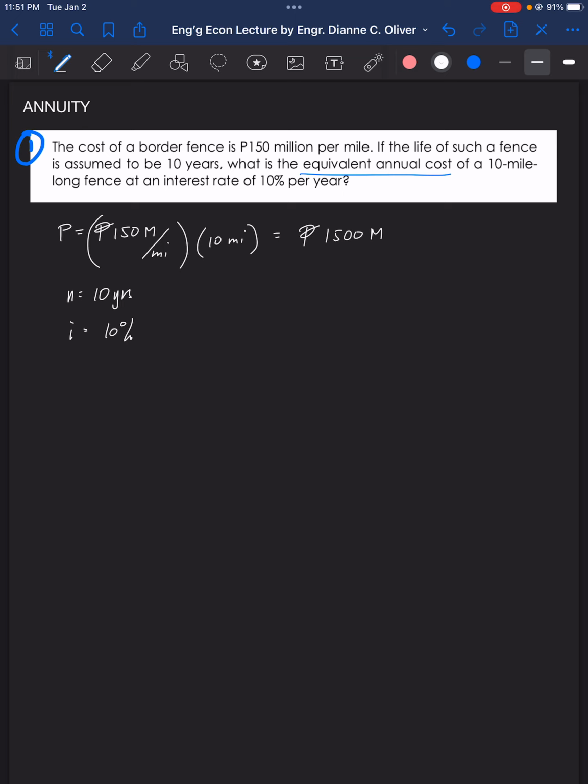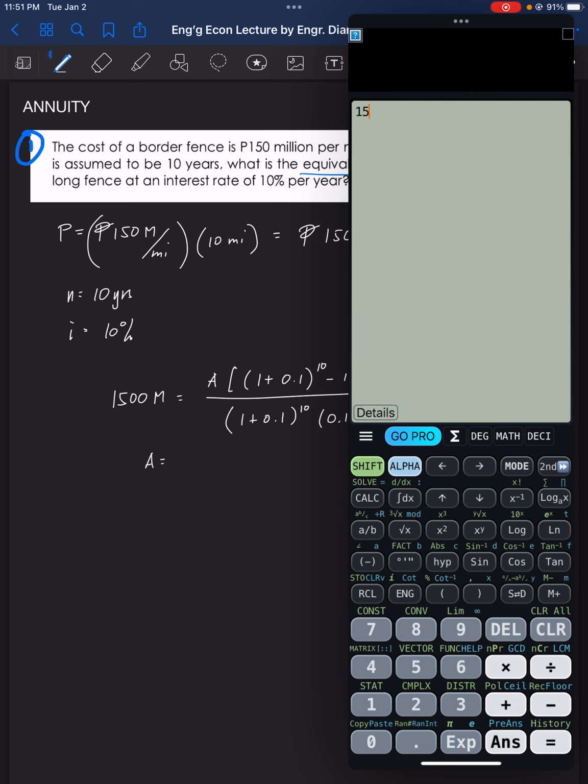So what is now the equivalent annual cost? Using the present worth of annuity, this is 150 M equals the equivalent annual cost times 1 plus 0.1 raised to 10 minus 1, all over 1 plus 0.1 raised to 10 times 0.1. So 150 times 10 raised to 6 equals x times 1.1 raised to 10 minus 1 over 1.1 raised to 10 times 0.1. So shift solve here, that is 244 million.